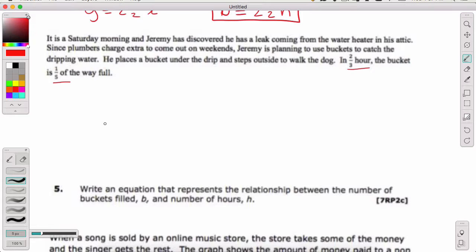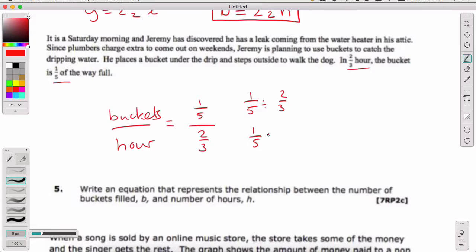So I have already figured out that in buckets per hour, it's 1/5 of the bucket in 2/3 of an hour. So that's 1/5 divided by 2/3, which is 1/5 times 3/2, which is 3/10. So I know that my K number is 3/10.